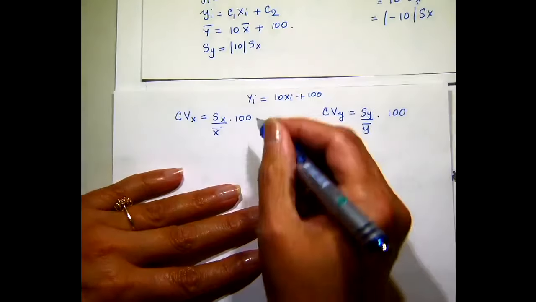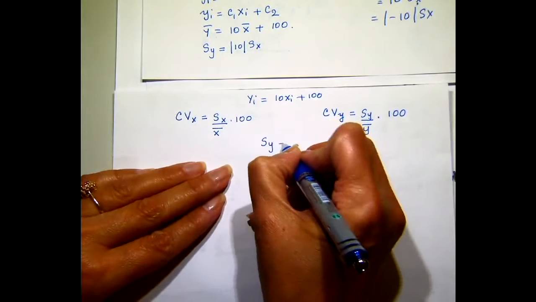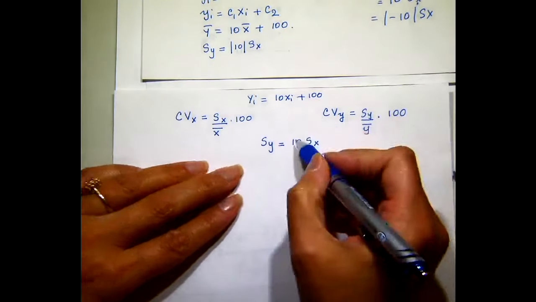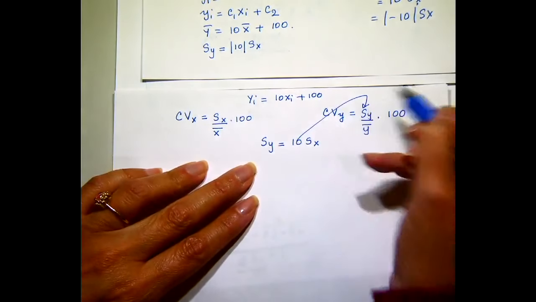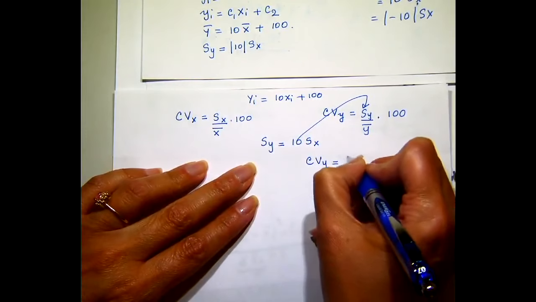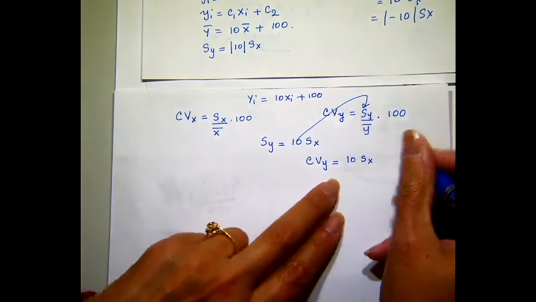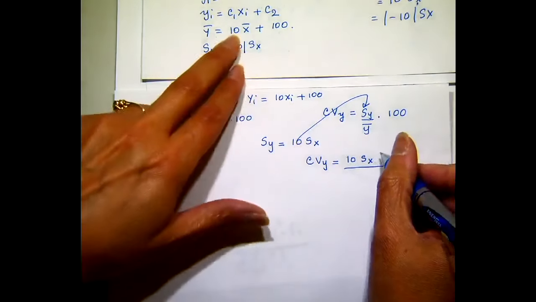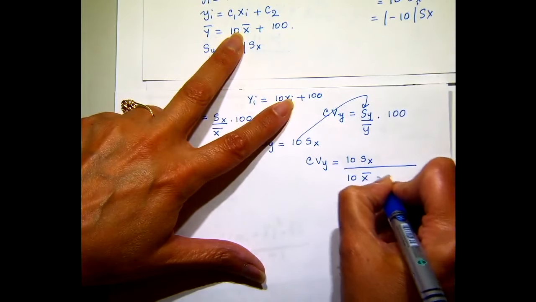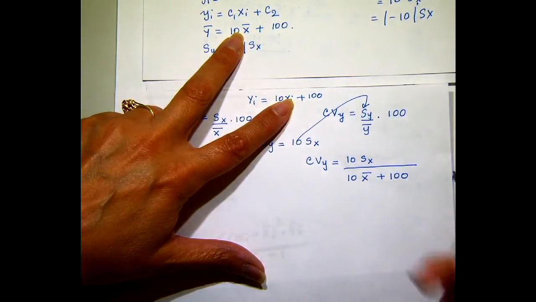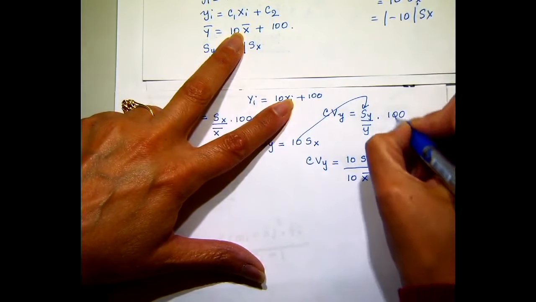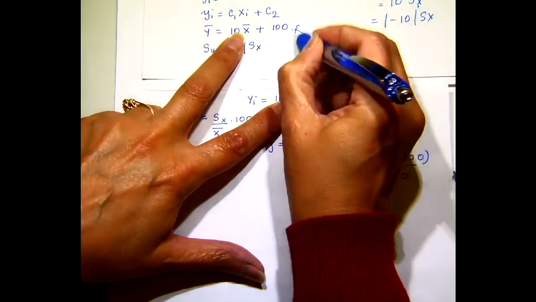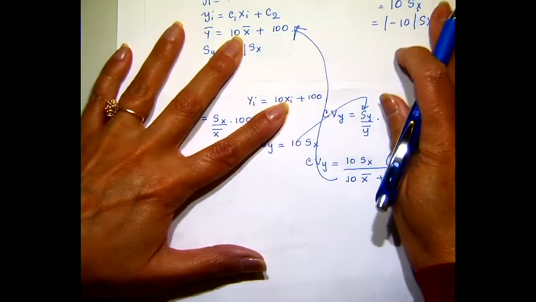So I happen to understand that Sy is equal to 10Sx. So I'm going to replace this Sy by 10Sx. So coefficient of variation of y is 10Sx, that's Sy, divided by y bar. I also know that y bar is equal to 10x bar plus 100. And then I have to go in times by 100. That's this 100. This formula comes from here. Agree?